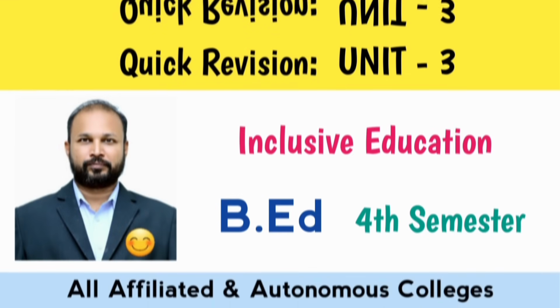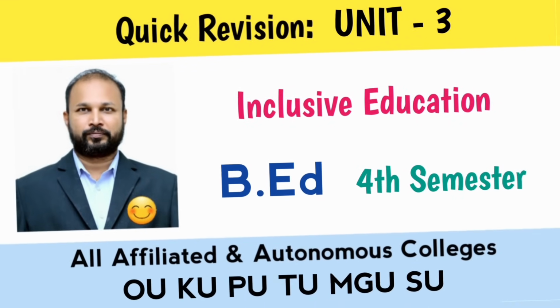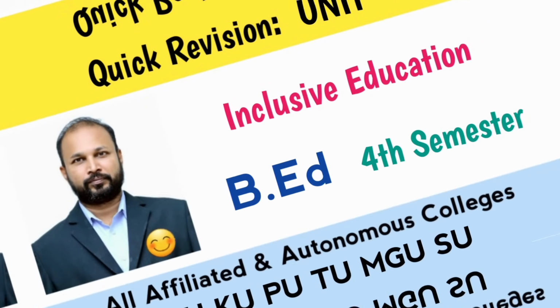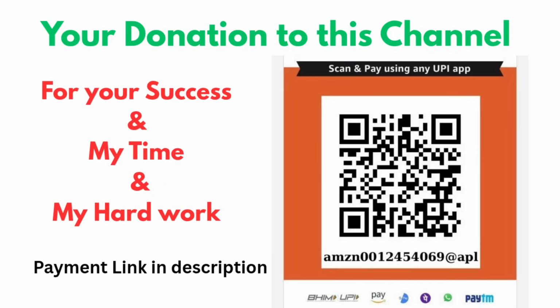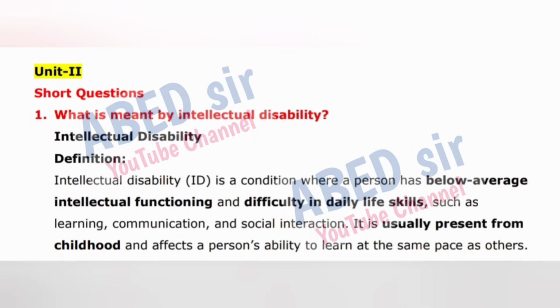In this video, I will be explaining the B.Ed 4th semester subject Inclusive Education as prescribed by Osmania University and other universities of Telangana. We will go through the important questions and answers one by one. Let's begin with a quick revision. Unit 2 first important short question is: what is meant by intellectual disability?